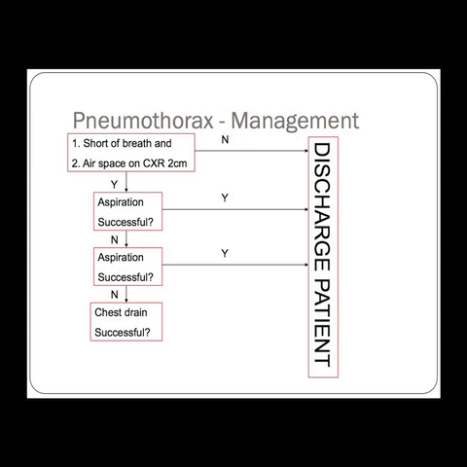And we do this by inserting a needle using an aseptic technique into the fourth or fifth intercostal space in the mid-axillary line. If this is successful, we are able to discharge the patient. However, if it is not, we should refer the patient to a chest physician for more senior help. So that is the management of a primary pneumothorax.